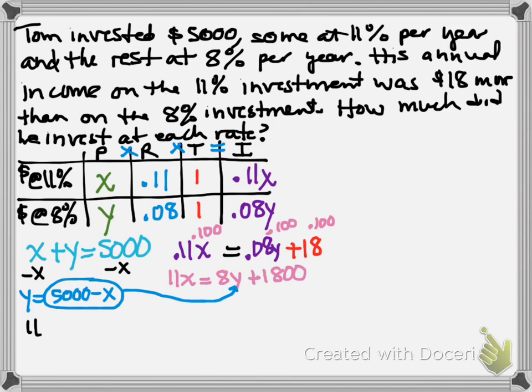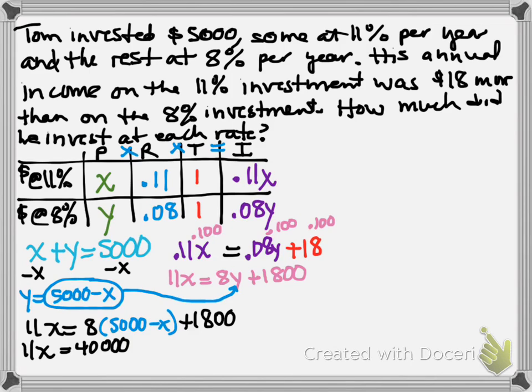So here's where we're at. 11x equals 8 times the quantity 5,000 minus x, plus 1,800. So I'm going to go ahead and distribute. 8 times 5,000, well, 8 times 5 is 40, and then there's 3 extra zeros. So we get 40,000. Oh, thank you, 1,800. I forgot. I'm at 1,800. And then 8 times negative x is negative 8x. And then we have plus 1,800. Okay? So then I'm going to go ahead and add 8x to both sides to get all the x's on the left. And then I'll end up combining the like terms on the right side.